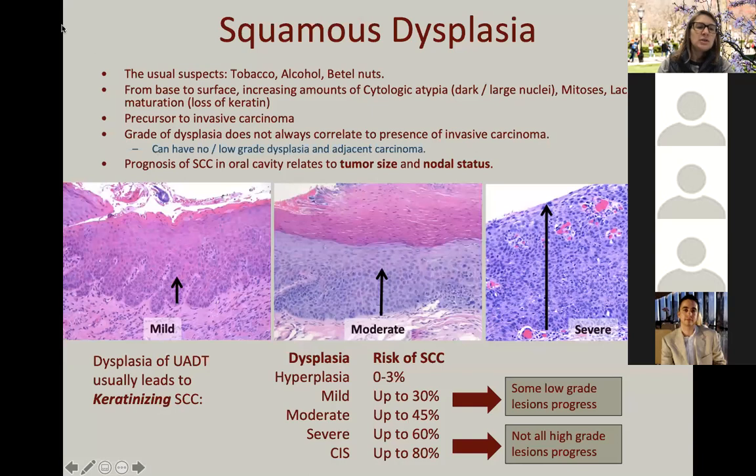So as an overview, for keratinizing dysplasias, the usual etiologic factors are, of course, things like tobacco, alcohol, and in relative geographic areas, betel nut chewing. The problem with squamous dysplasias of the oral cavity is that sometimes you can get invasive carcinoma arising from a mild dysplasia, sometimes from a moderate, sometimes from a severe, sometimes even from hyperplasia without dysplasia.